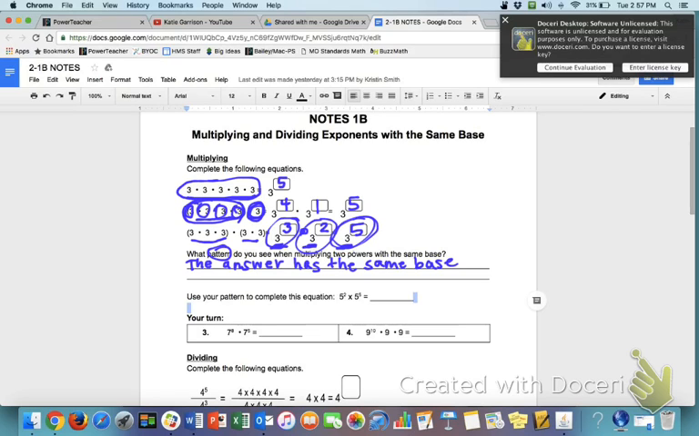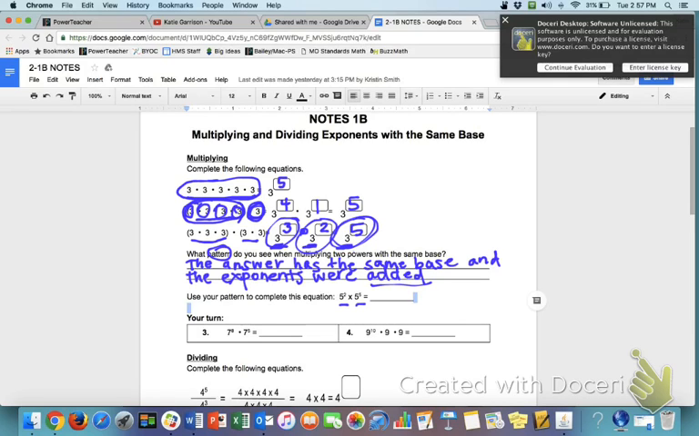The answer has the same base, and the exponents were added. Another fancy, probably better math way would be to say the sum. We took the sum of the exponents, but that is the same thing as added, so I'm going to leave it like that. Okay, so let's use the pattern now to complete this equation.